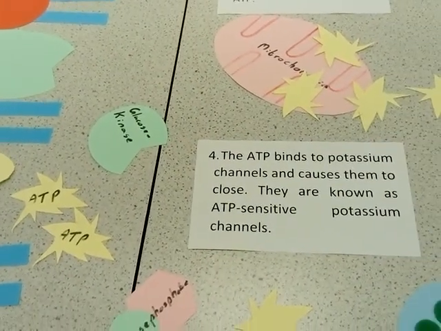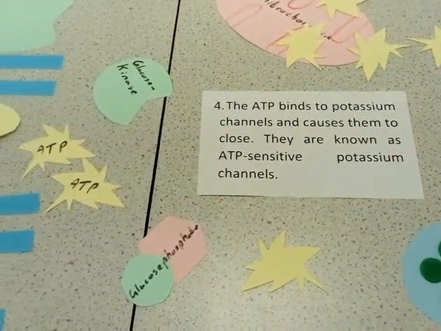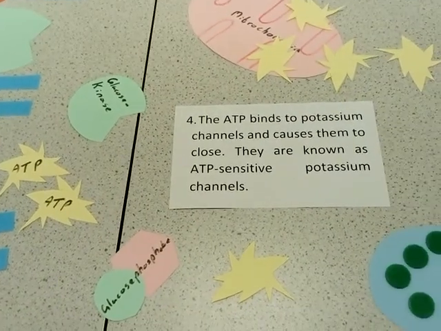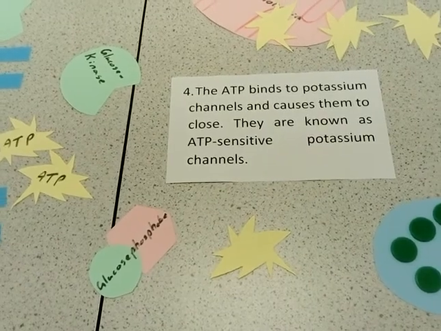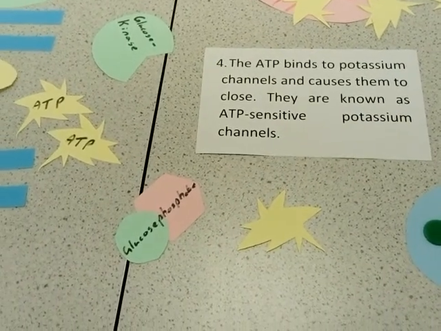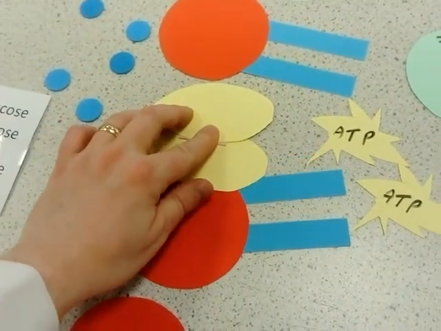Right? This ATP binds to the potassium channels, right? So what we started off with, and causes a conformational change in them. Right? That causes them to close. We call them ATP sensitive potassium channels. So at this point, the potassium channels go and close up.